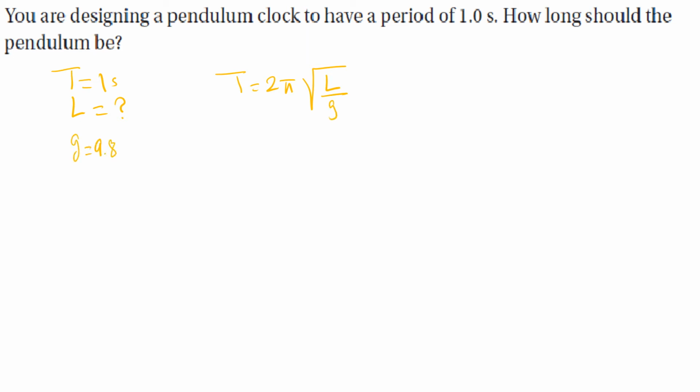Since it's a pendulum, then we will use T equals 2π square root of L over g. We know that g is equal to 9.8 meters per second squared. We replace in the formula: 1 equals 2π square root of L, which is the unknown, over 9.8.